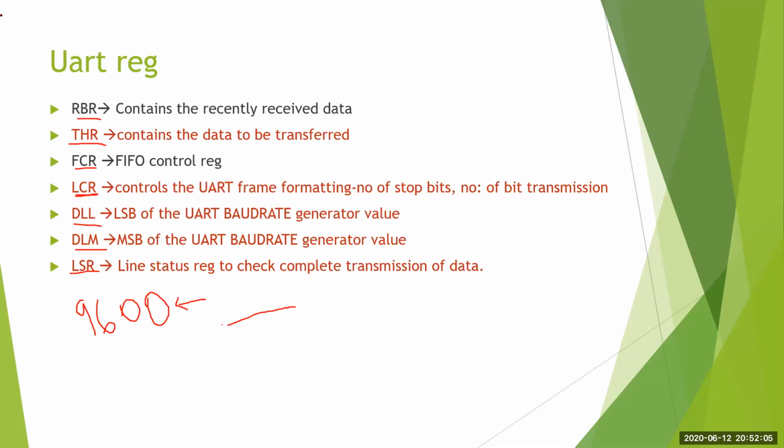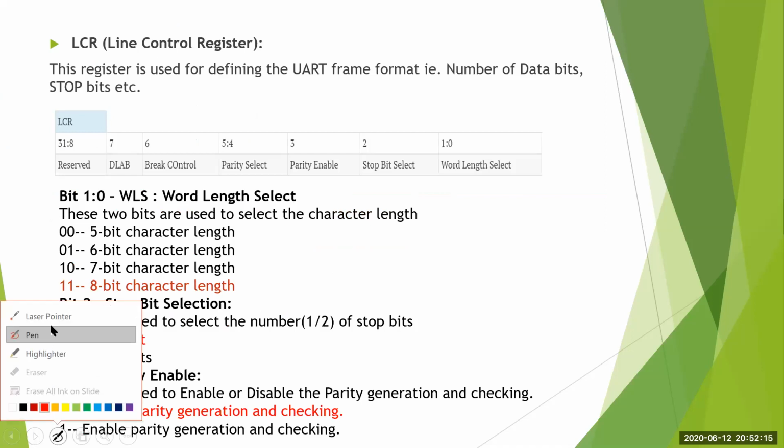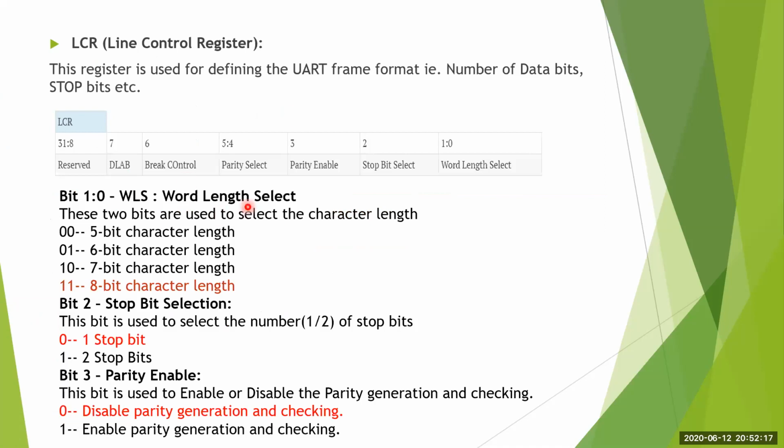I told you about this LCR register, and now we are going to deal with it. Here, this is a 32-bit register where bits 0 and 1 define the word length select, meaning how many bits of data you want to send through UART at a single time. If it is 0, 0, it is 5-bit. If it is 0, 1, 6-bit data; 1, 0, 7-bit data; and 1, 1 is 8-bit data.